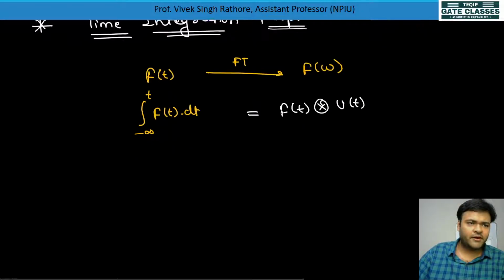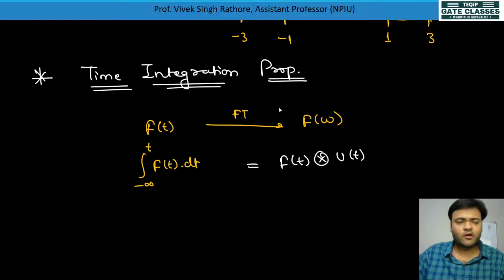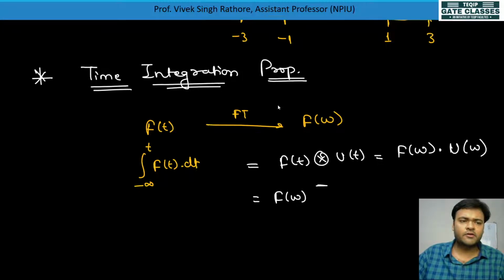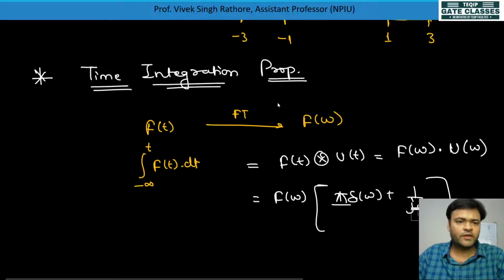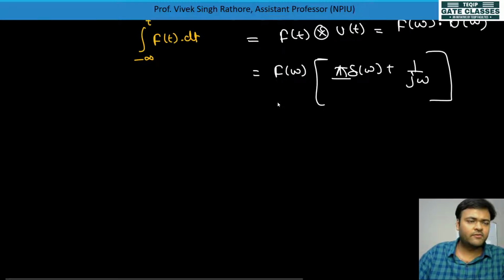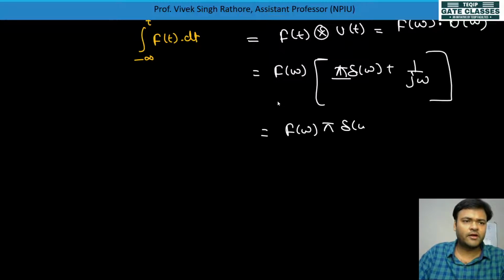So it can be written as f of t convolved with u of t. It means that it can also be written as F of omega into U of omega. And as you know, the Fourier transform of the unit step signal is nothing but pi delta omega plus 1 by j omega. So we can write it like this, and this will open as F of omega multiplied by pi delta omega plus F of omega by j omega.